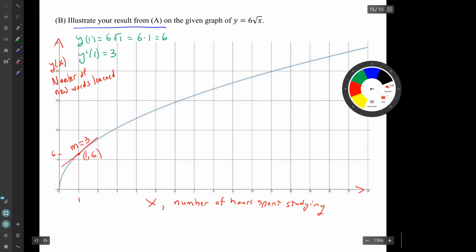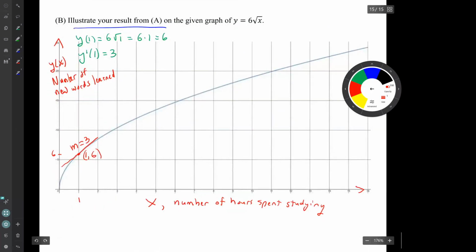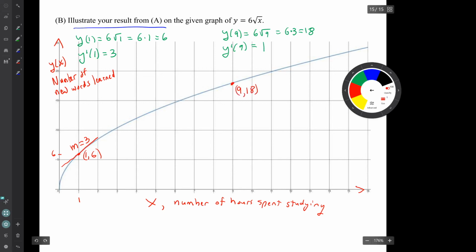Now what about our other result from part A? Our other result from part A was this one about s prime parentheses 9. We'll illustrate that by putting a tangent line on the graph at x equals 9. It'll be helpful to find the y value on the graph first so we can label the point. So we need to have a point on the graph at 9, 18, and we need to draw the tangent line and label its slope.